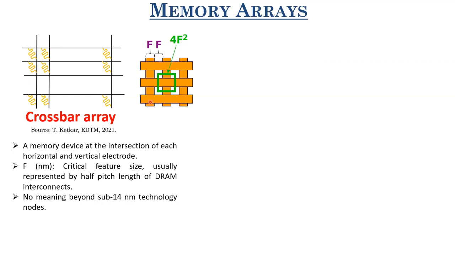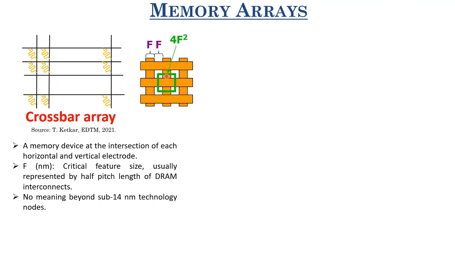So what exactly makes these two-terminal memories very promising is that they can be accommodated in an area of 2F square, like 4F square itself. How 4F square? So you see, if you measure from the middle of this electrode to the middle of this electrode, the distance would be F plus F, that is 2F.